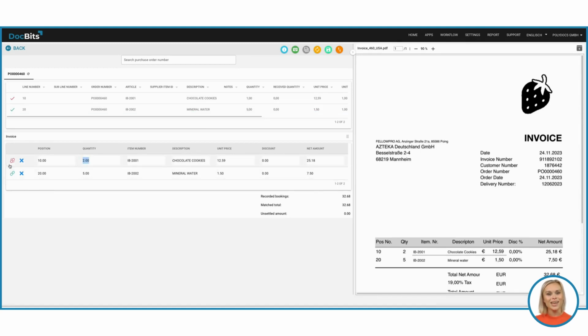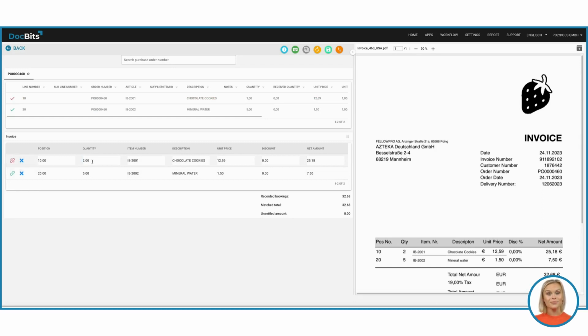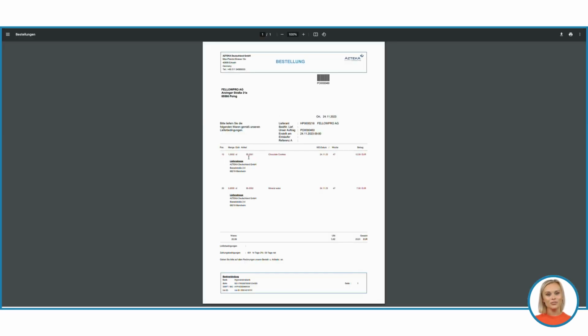That was a brief insight into the capabilities of DocBits to streamline your invoicing and ordering processes efficiently and accurately. Whether it's validating invoices or matching orders, DocBits stands for precision and efficiency in your financial management.